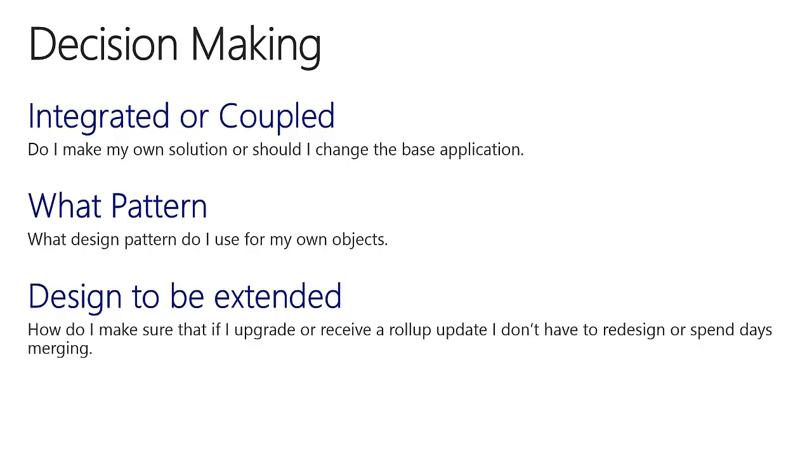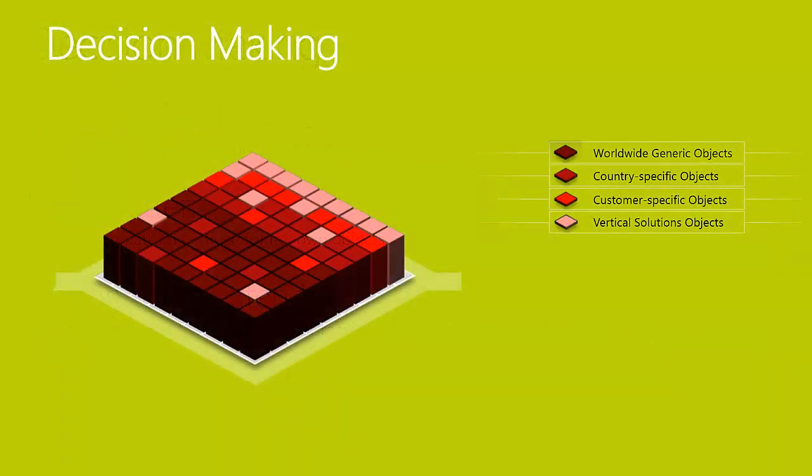To be able to answer the first question, it is important to understand the object hierarchy in Dynamics NAV. Each object in Dynamics NAV, whether it's a table, a codeunit or something else, can belong to 4 categories: worldwide objects, country-specific objects, customer-specific objects, or vertical solution objects. As long as an object only belongs to one category, life is easy. If a new version comes, no one has to make decisions.